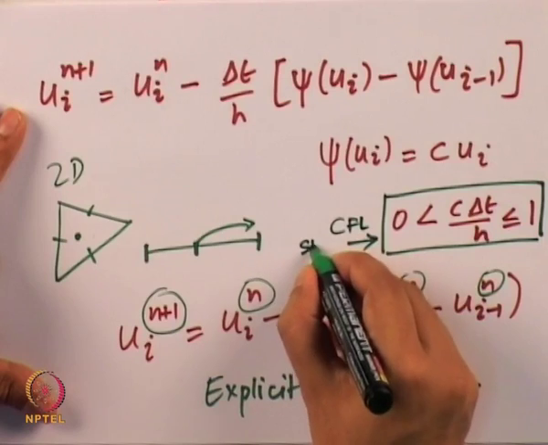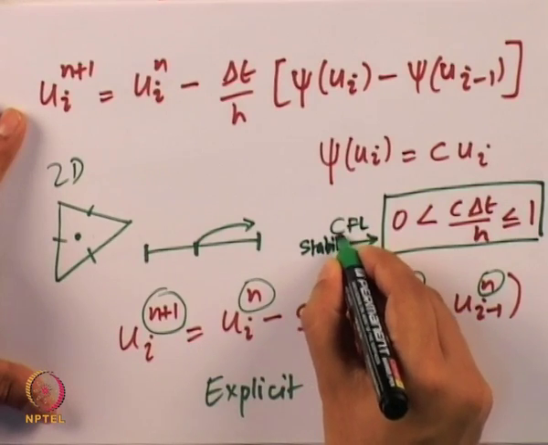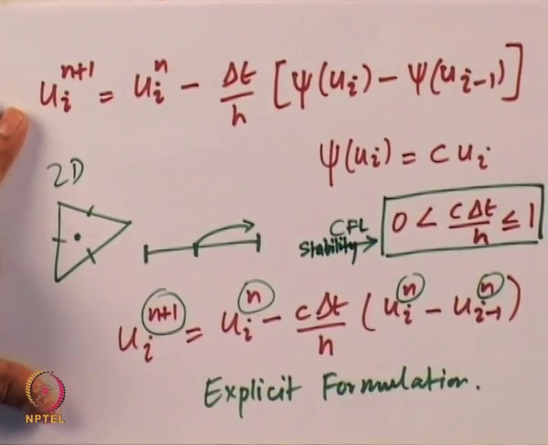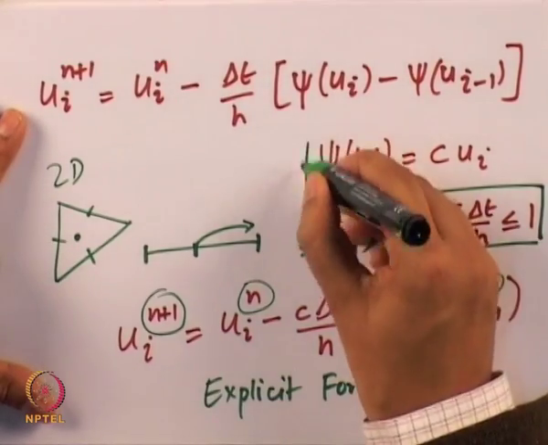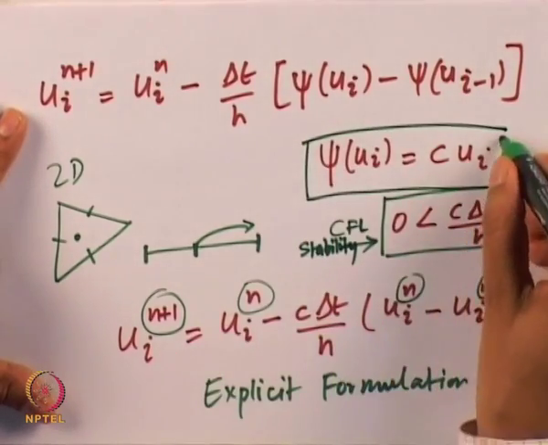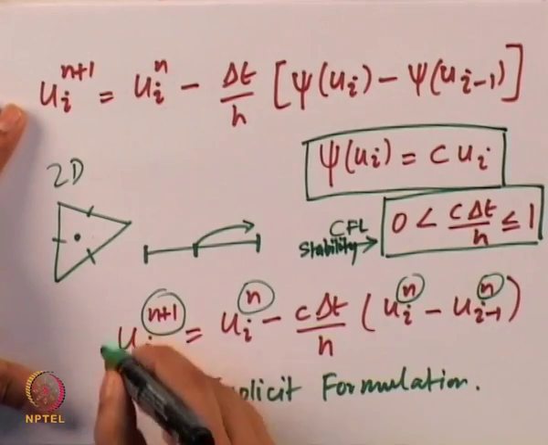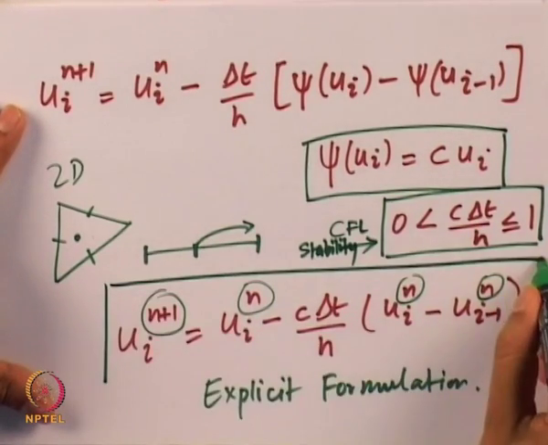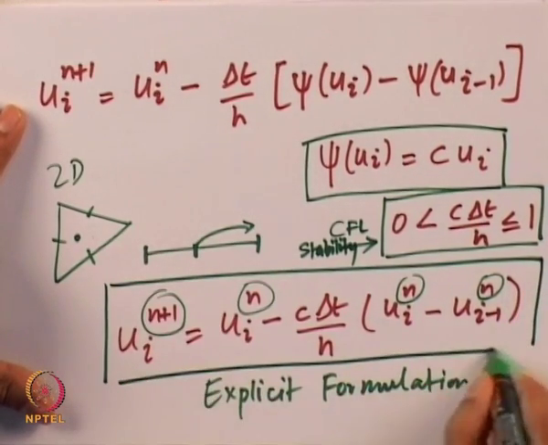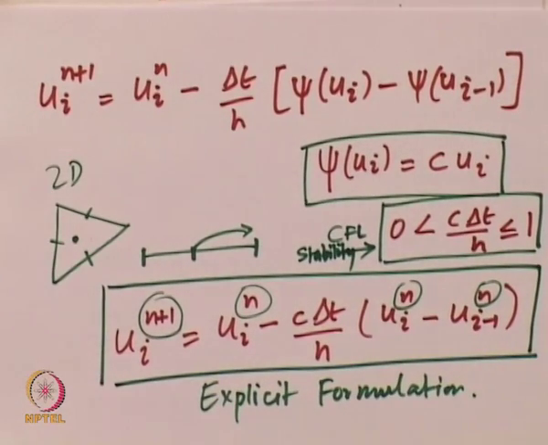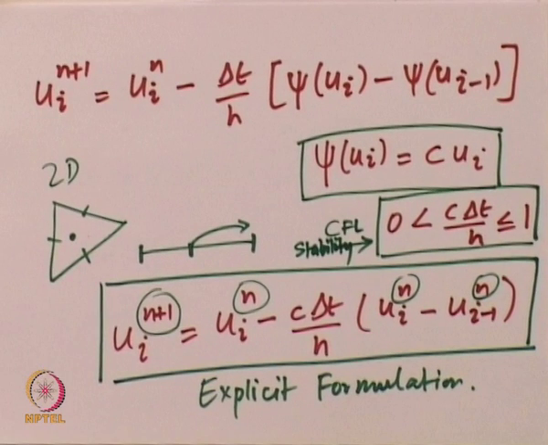So this is for stability, and this is the value for the flux function, and this is the final formulation that we have. With this background, we are going to study a simple problem using finite element method.